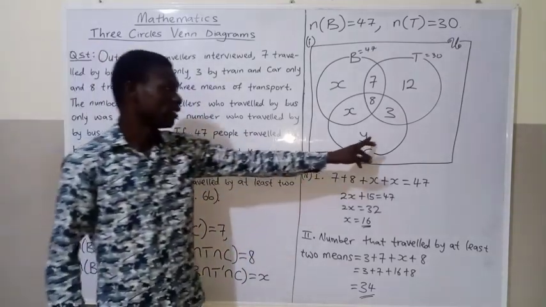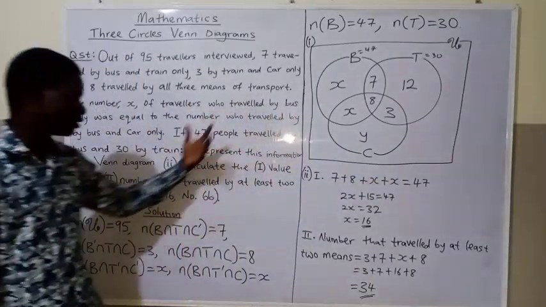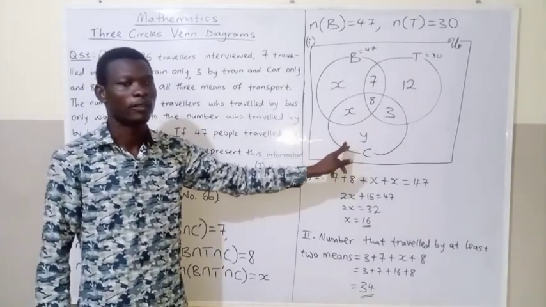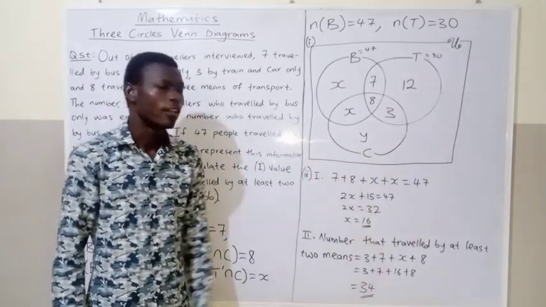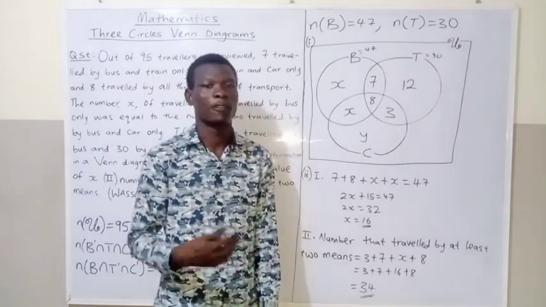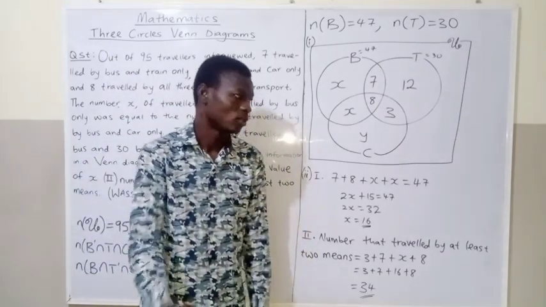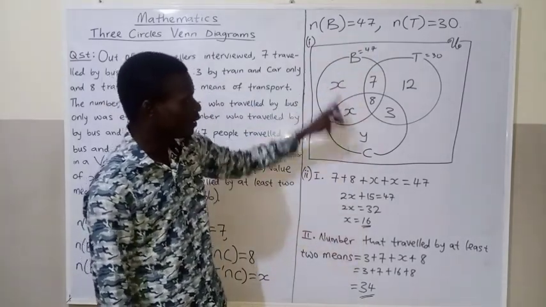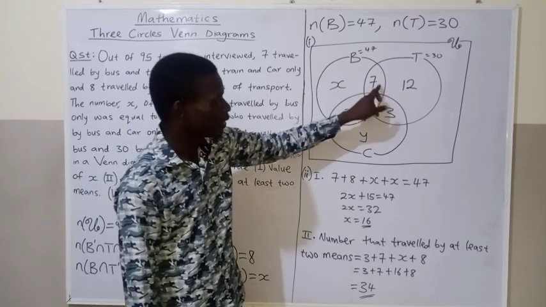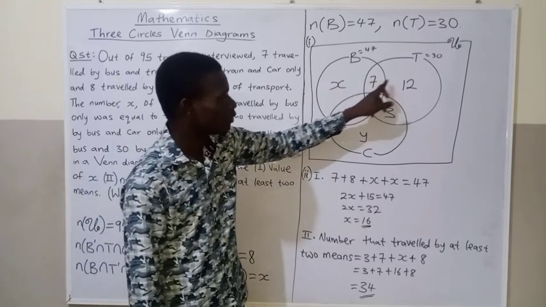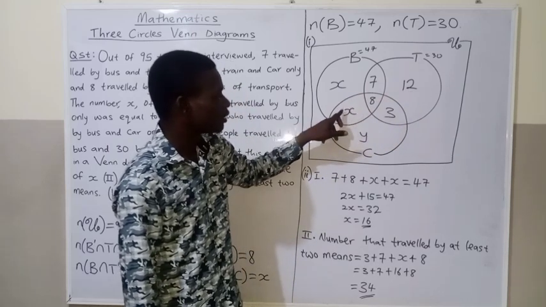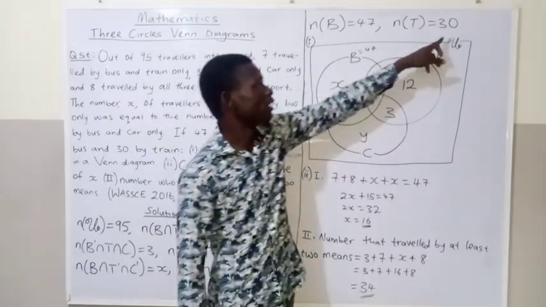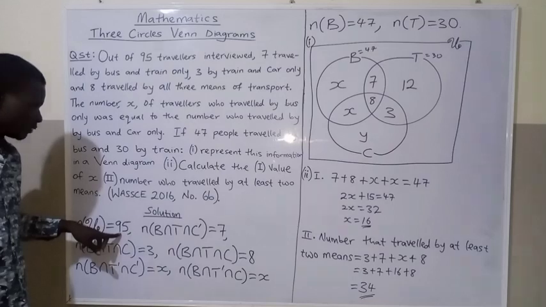Okay, you will notice that I was silent about this y, because based on all that we have answered, the question does not require looking for the value of y. That's why I was silent about it. But if the question had asked us to look for the value of y, what do we do? We just need to ask, after we have gotten the value of x, which is 16, x plus 16 plus 7 plus 12 plus 16 plus 8 plus 3, and then plus y must be equal to the universal set.